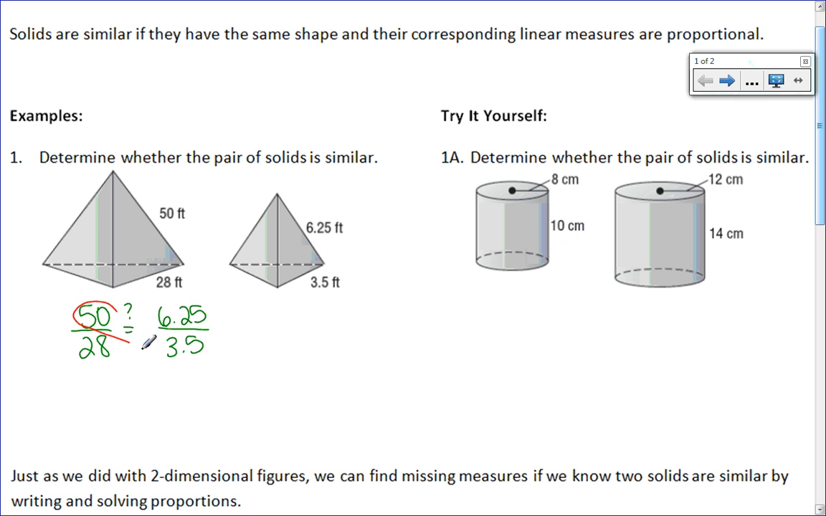So we'll multiply these two, 50 times 3.5, and you should get 175. And then we'll multiply these two, 28 times 6.25, and you should also get 175. So these do come out equal. So because the linear measures are proportional, we would say yes, the solids are similar.